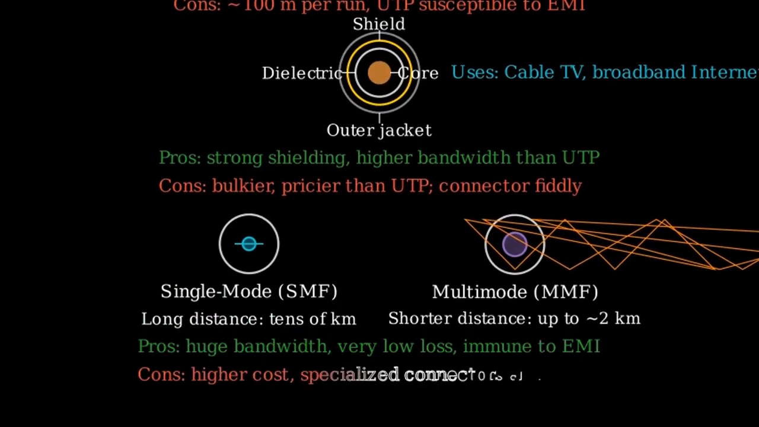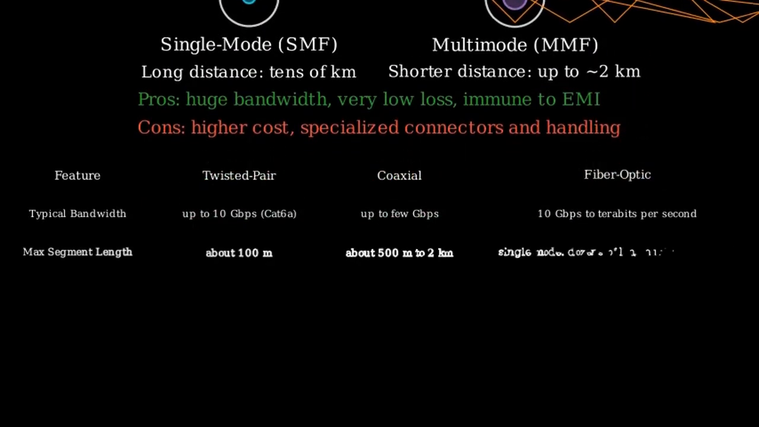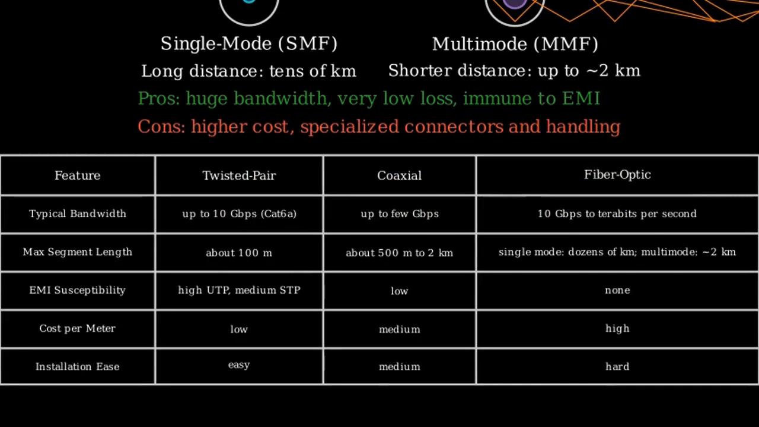Fiber offers extremely high bandwidth, very low loss, and immunity to electromagnetic noise. The trade-off is higher cost and more careful handling and connectors. Let us compare at a glance. We will summarize typical bandwidth, maximum segment length, susceptibility to interference, cost per meter, and installation difficulty.